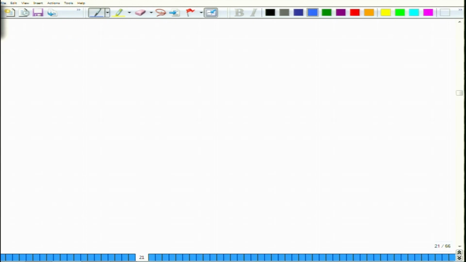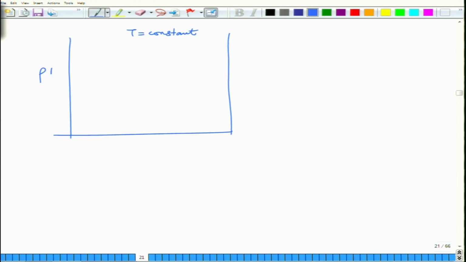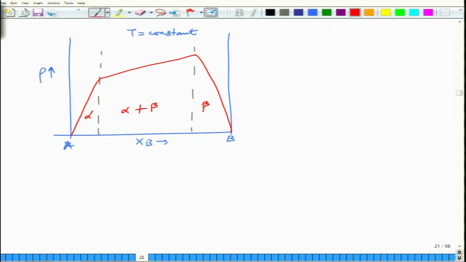So, for example, you might have a situation like this for a two phase region at a constant temperature. So, the temperature is constant. When you measure resistivity as a function of x_B, let us say from A to B, we can have a situation like this. Resistivity may vary in this fashion, and then it can go like this, and then it can again come down like this. So, this would be, for example, the transition between alpha to alpha plus beta to beta phase. Okay. So, this could be one sort of thing you may obtain.